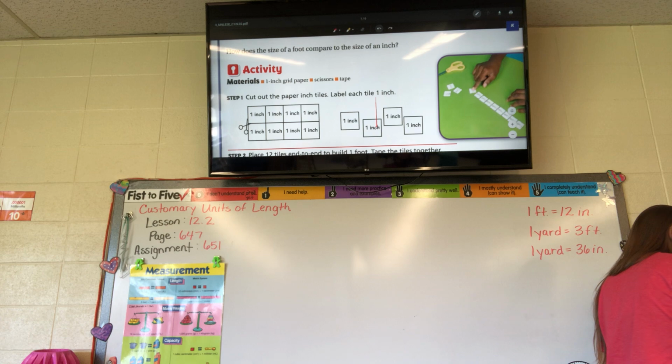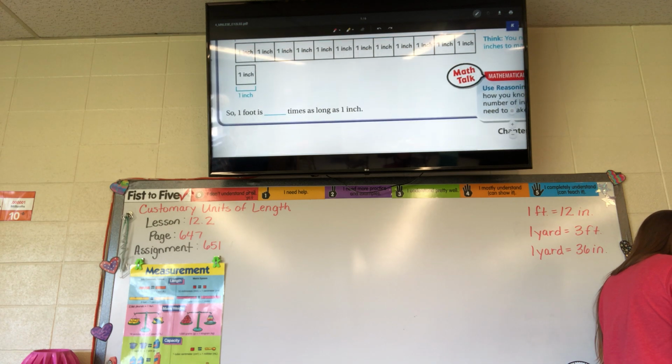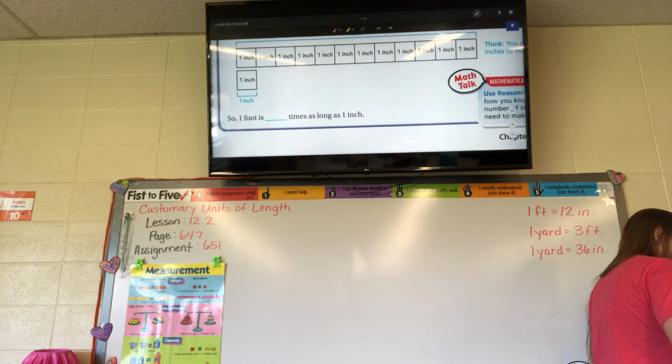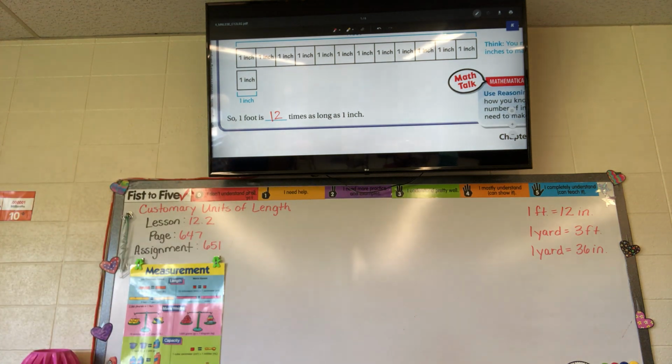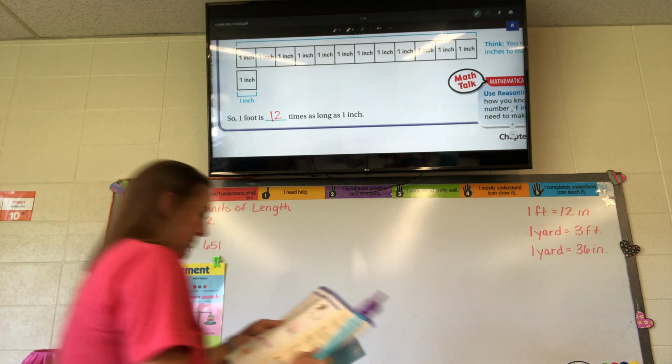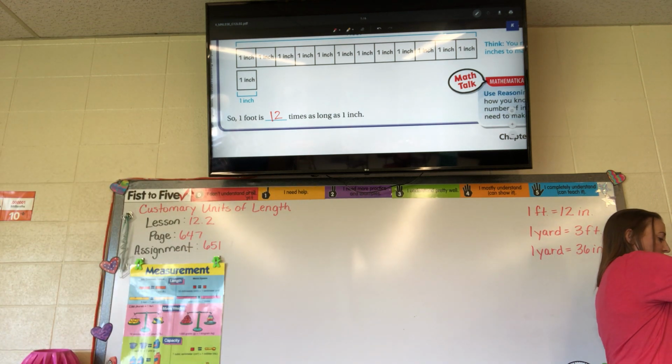We're going to skip the activity and we are going to write down here 1 foot is 12 times as long as 1 inch. Okay, so let's go on to page 648. That was the fastest ever.